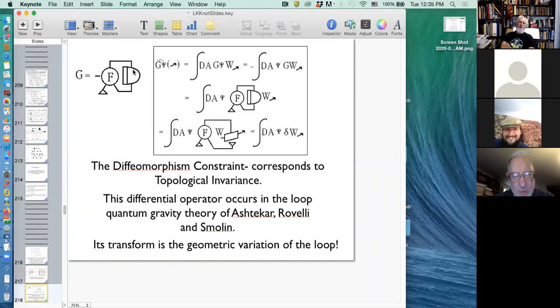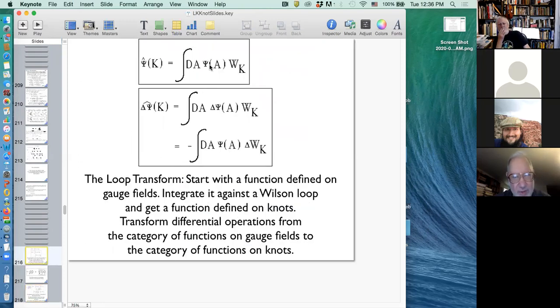So for example, you can take the diffeomorphism constraint operator, and there it is, integrated G psi, do integration by parts and apply it to a Wilson loop. And then you look, by using the yoga that we had talked about, at what this does to a Wilson loop. And by gum, it does the algebraic thing to the Wilson loop that corresponds to deforming it by a small amount. So the vanishing of this would correspond to the topological invariance of the resulting integral of psi against the Wilson loop. They were very happy with this because it meant, for example, that if you took the exponentiated Chern-Simons Lagrangian, it would be a solution to their system of equations.